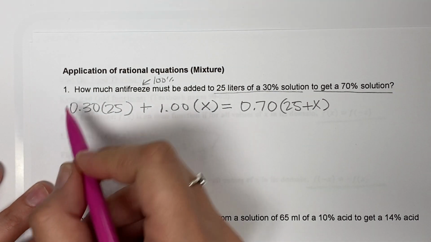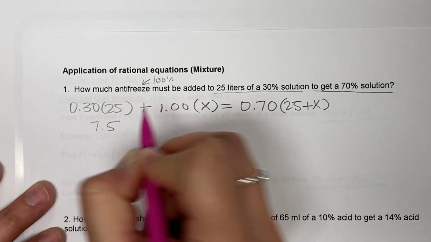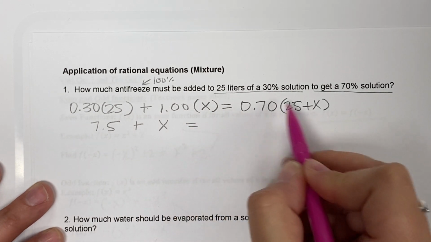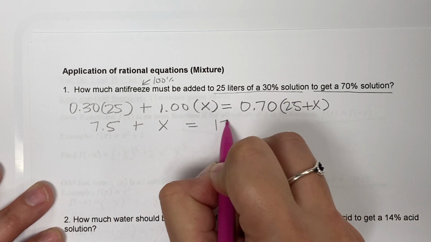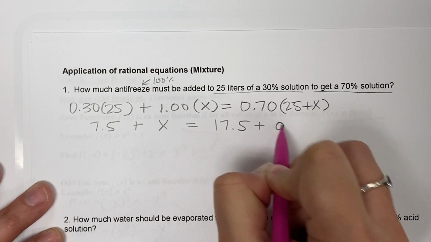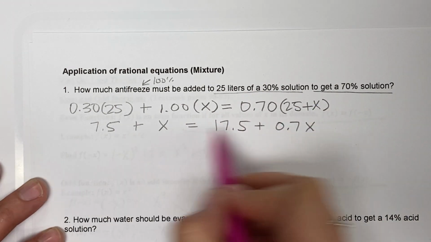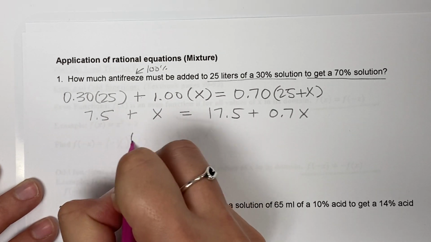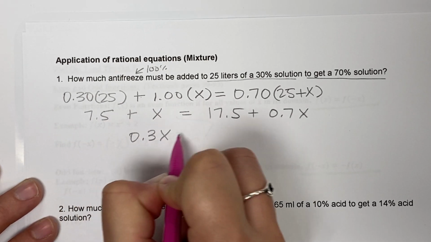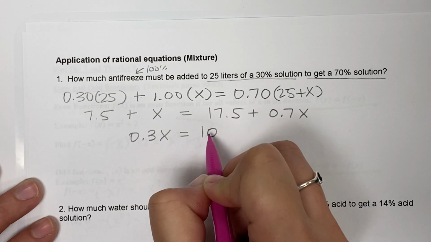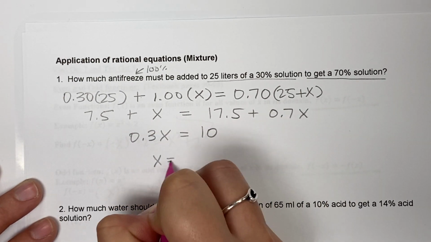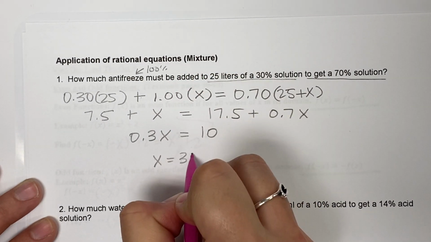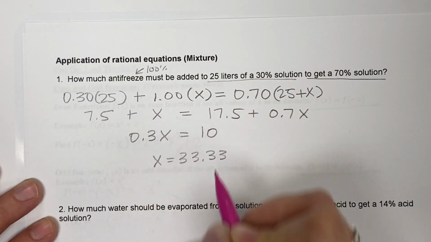So multiply this to get 7.5. This will just be 1 times X. Distribute your 0.7. And now solve for X. We'll get 0.3X. Subtract that to get 10. Divide by 0.3. And you get repeating 3s.